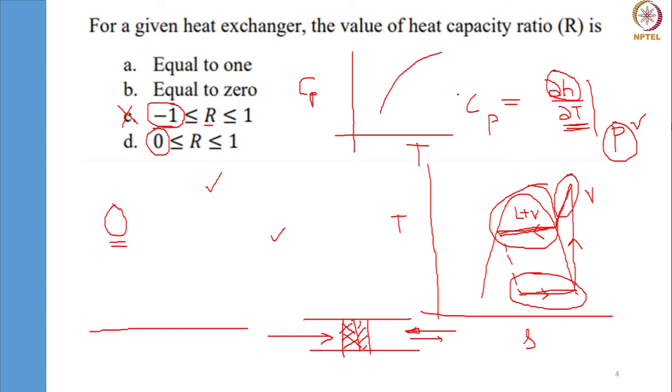Is the explanation satisfactory? Sir, if the Cp of the hot fluid is greater than the cold fluid, shouldn't it be greater than one as well? Like, R is the specific heat capacity ratio only, no? Am I correct or not?